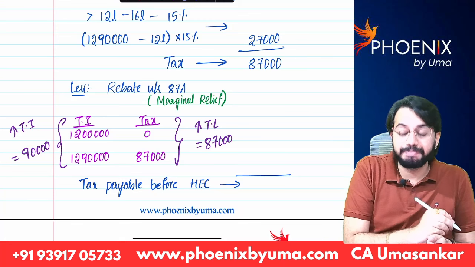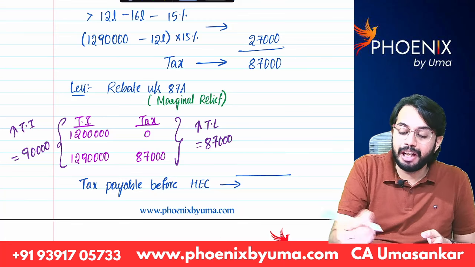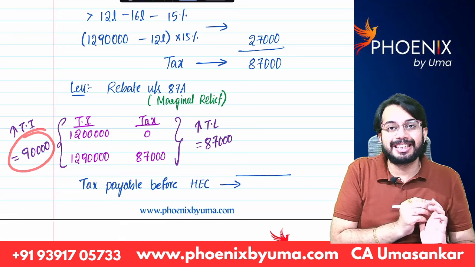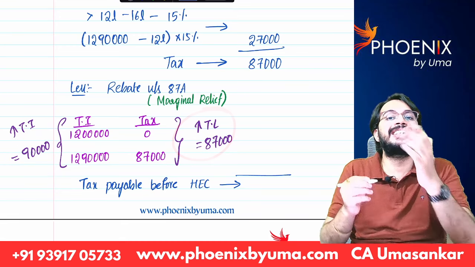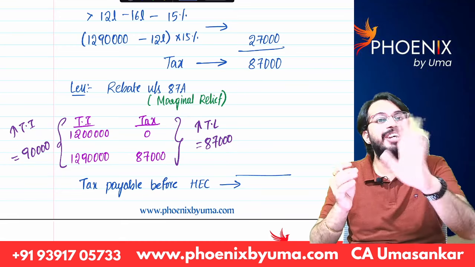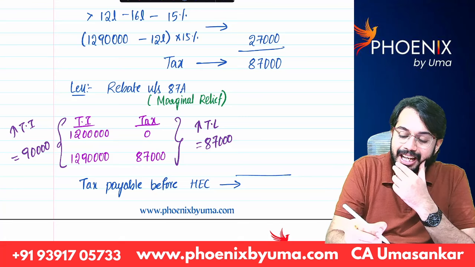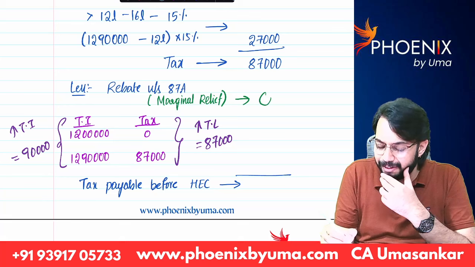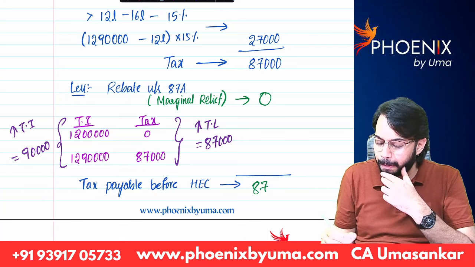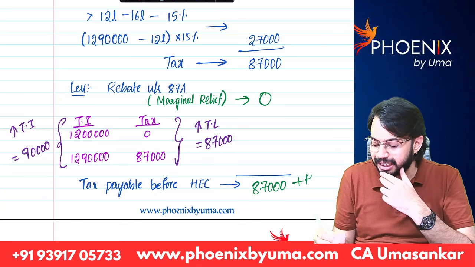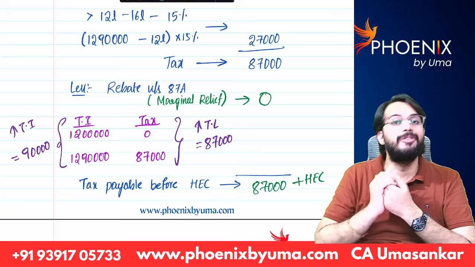Now tell me, will you advise to pay 90,000 tax or will you advise to pay 87,000 tax? Obviously, you will advise to pay 87,000 tax. So in this case, marginal relief available will be 0. He is required to pay 87,000 plus HEC at the rate of 4%.